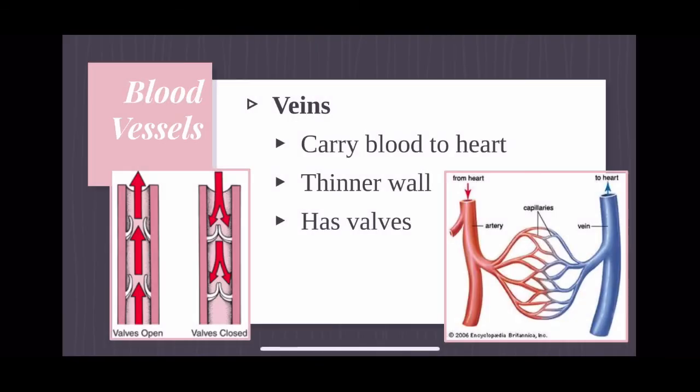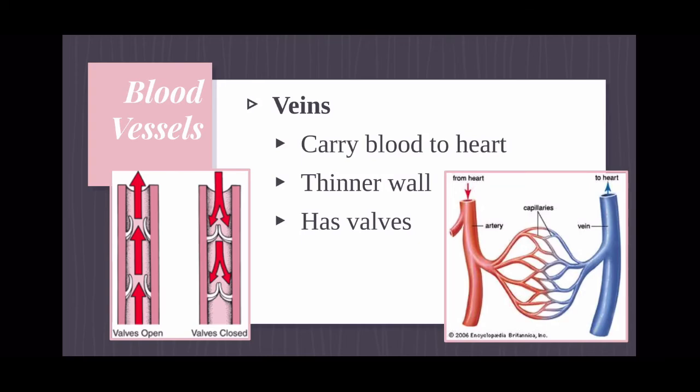The second type of blood vessel is a vein. Veins do the opposite of arteries. They carry blood to the heart. And these have a thinner wall because there isn't that pressure that is coming from the blood being pumped. It's just kind of like a lazy river flow back to the heart.